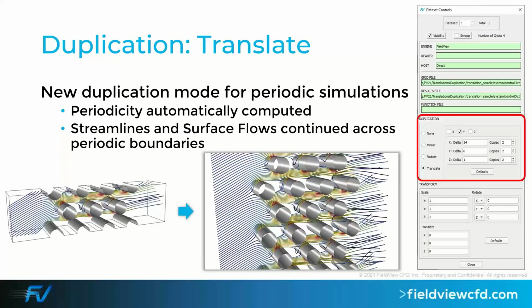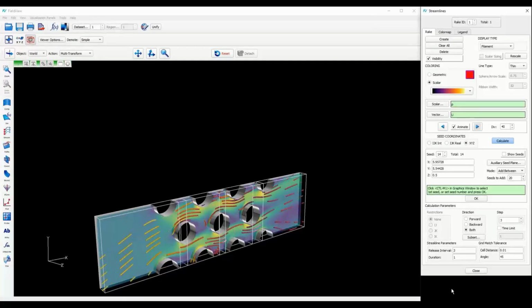All right, now really moving on to the next capability I want to cover. We are adding support for duplication for periodic simulations with translation. This new capability introduced a pretty significant change to the dataset controls panel you can see over here, which is now organized in some tabs, with all the settings you need for defining your periodic boundary conditions. So here we're working on a case which has periodicity.